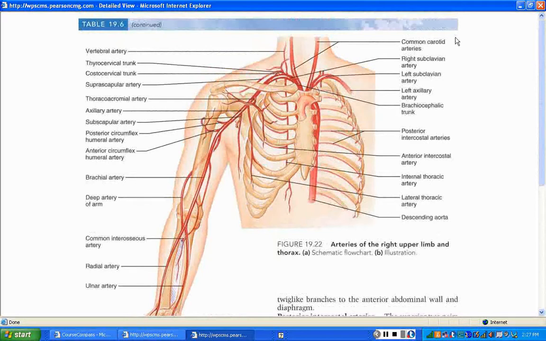On the other side, the common carotids, both the left and the right. Both subclavians. The other axillary. However, I will tell you this, that left axillary in this picture, if you notice, see how they just stopped the vessel there? Let's say that's right about where the axillary would begin. So there would be no point in me labeling it there for you.